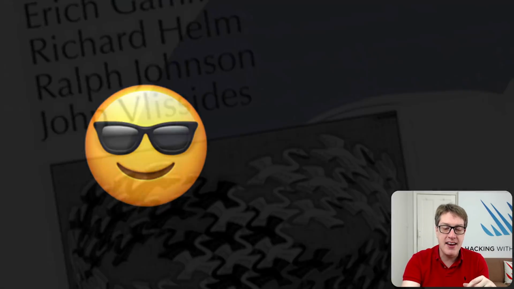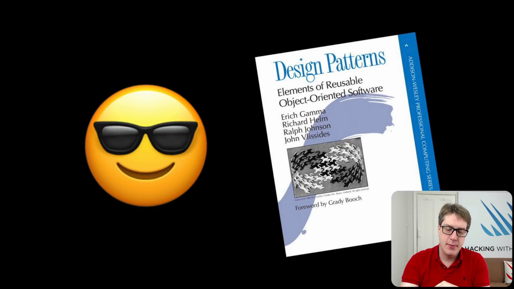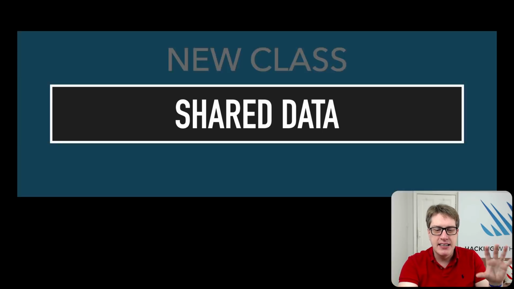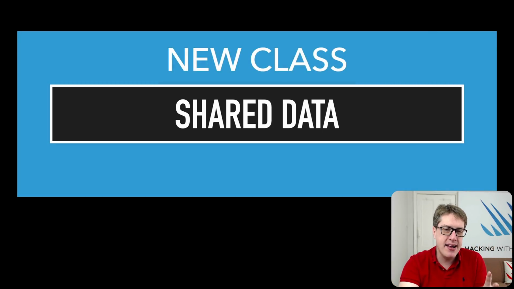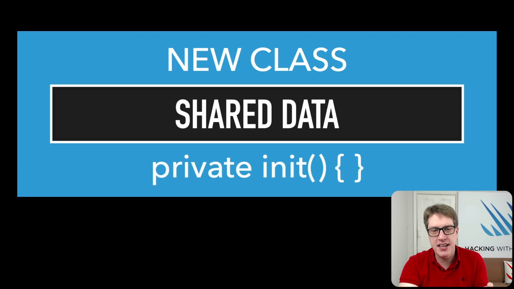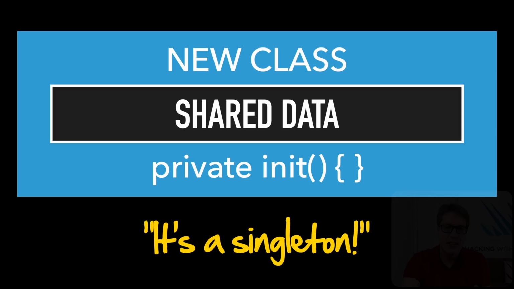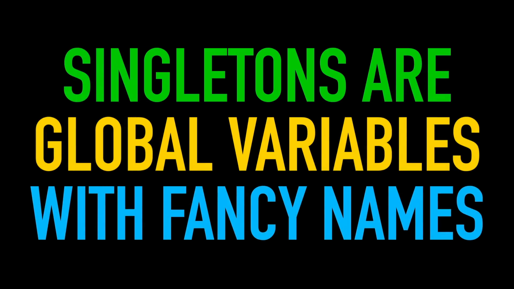Of course, the experienced coder here, they know global variables are bad. They've read the Gang of Four design patterns book. And so, they'll take that shared data, and they'll wrap that inside a class, and make it have a private initializer. And they say, that's not a global variable, that's a singleton. Well, folks, I have some bad news for you. Singletons are just global variables with fancy names. They're nothing special at all. And they suffer from many of the same problems as global variables.